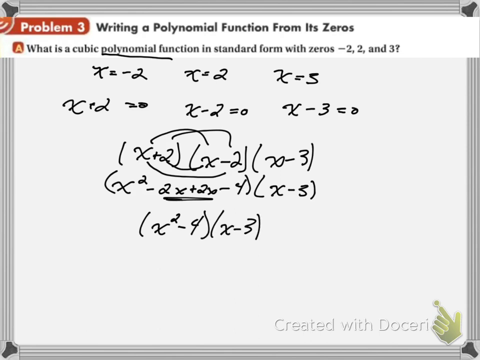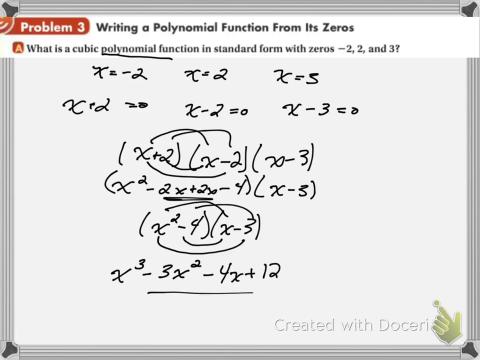And again, go ahead and FOIL. You're really just distributing. But first, you get x cubed, outer, negative 3x squared, inner, negative 4x, last, positive 12. No like terms, so that's your answer.